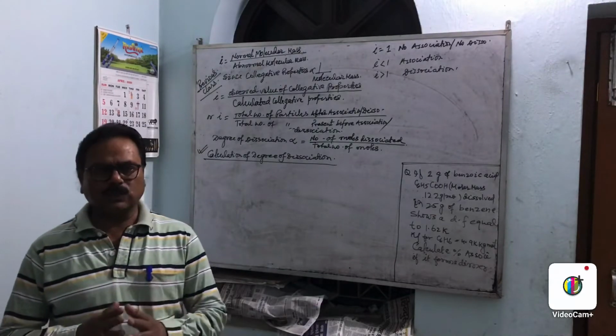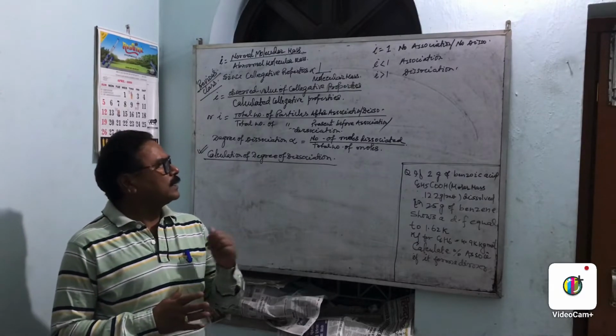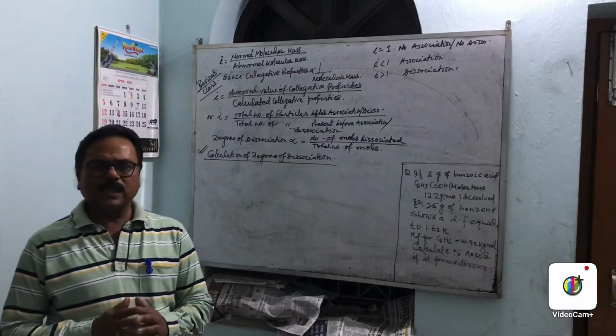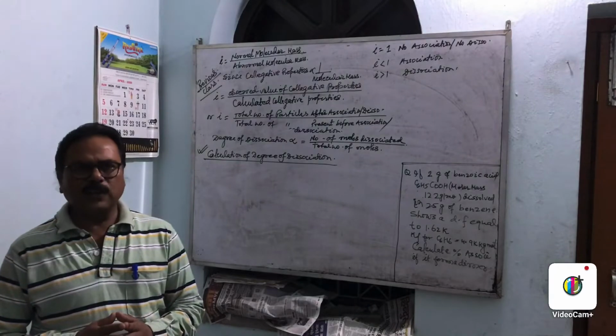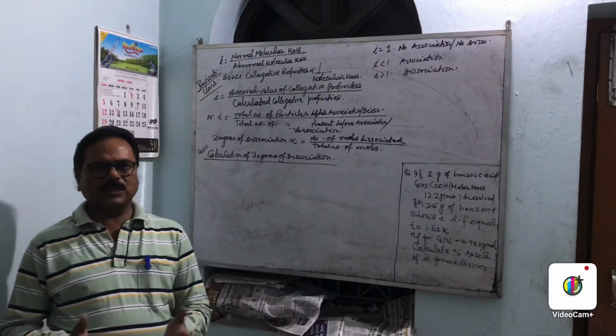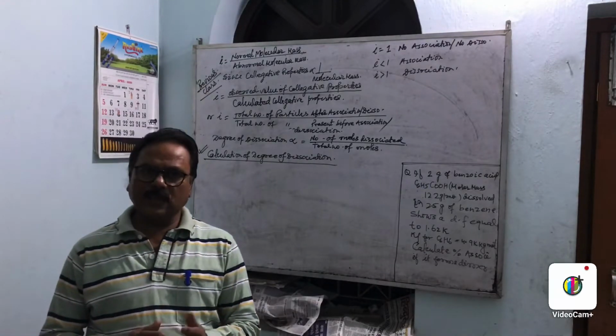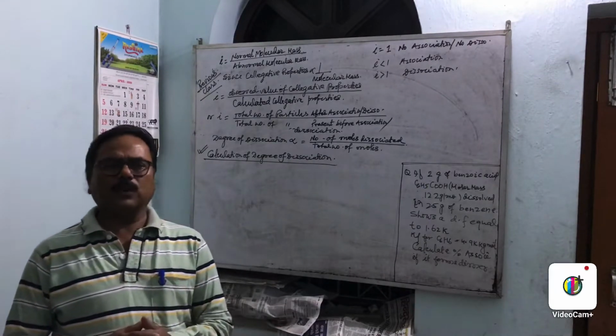If i is less than 1, then it is a case of association. If i is greater than 1, then it is a case of dissociation, and if i is equal to 1, then there is neither association nor dissociation, and the solution is assumed to be an ideal one.